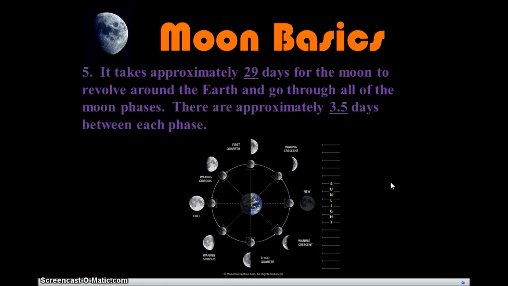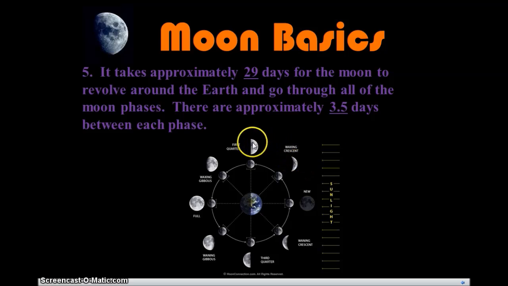So that's essential question number two. About how long does each moon phase last? Well, each moon phase lasts about 3.5 days. So if we begin an orbit or a revolution, it takes 3.5 days to get from one phase to the next, and the next, and the next. So if you add all that up, you get about 28 days.